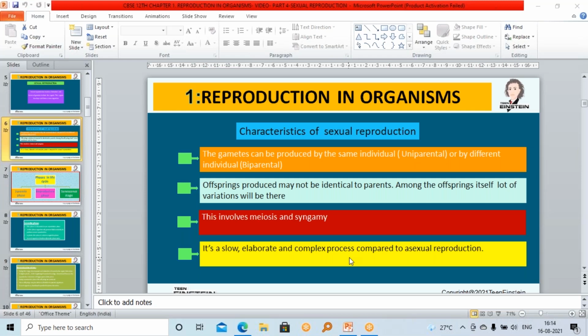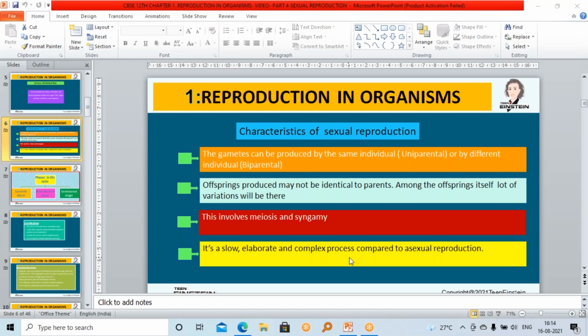So this is a slow, elaborate and complex process. It is a very complex process and it takes so much time. It is time consuming, and for each individual, the time taken for sexual reproduction is different. The duration of the life cycle is different for each individual, and in the same way, the duration of sexual reproduction is also different for different organisms.